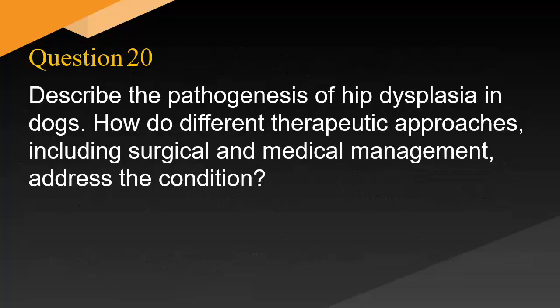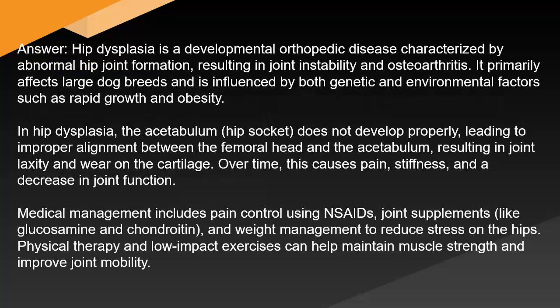Describe the pathogenesis of hip dysplasia in dogs. How do different therapeutic approaches, including surgical and medical management, address the condition? Answer: hip dysplasia is a developmental orthopedic disease characterized by abnormal hip joint formation, resulting in joint instability and osteoarthritis.